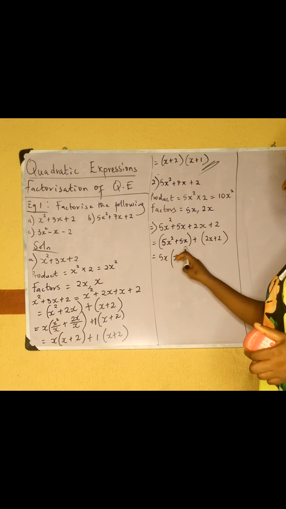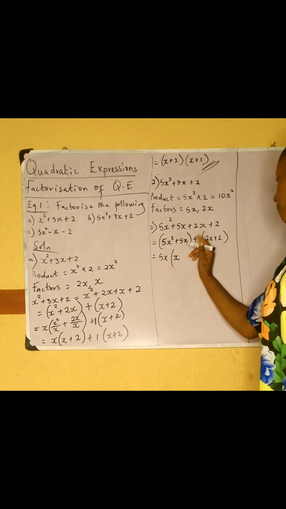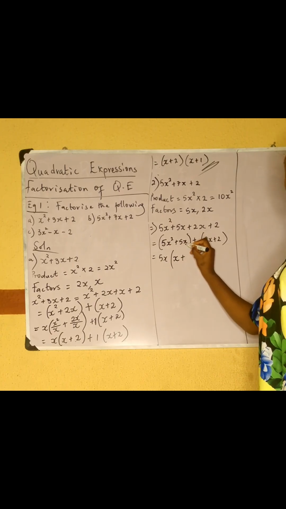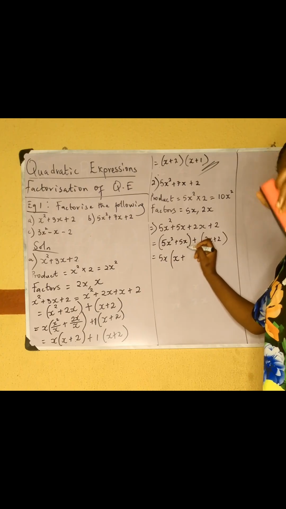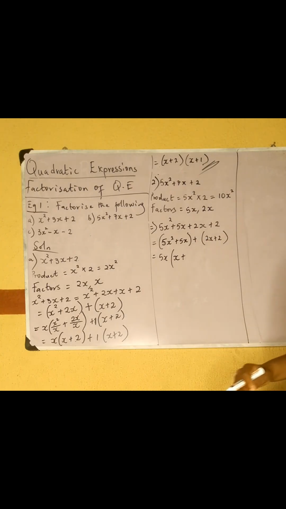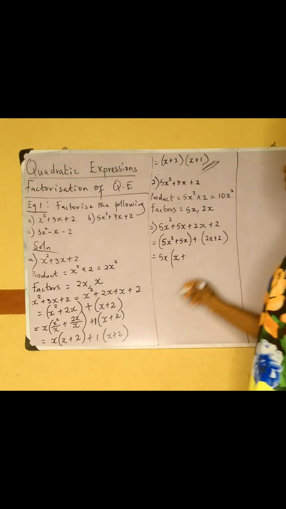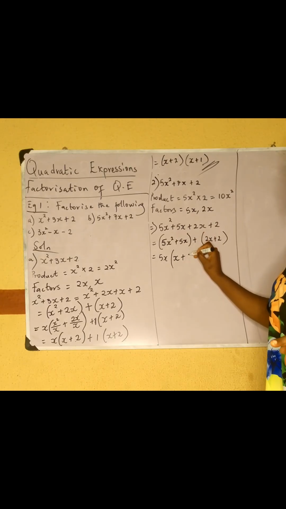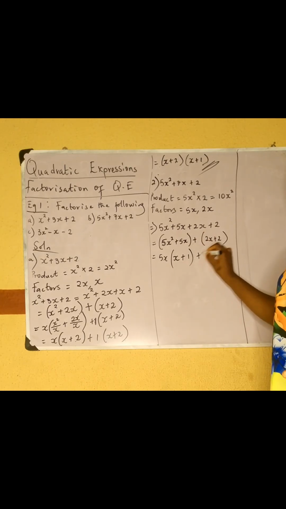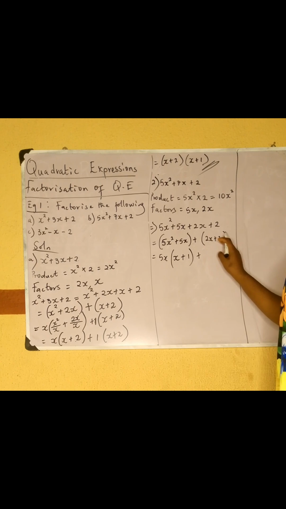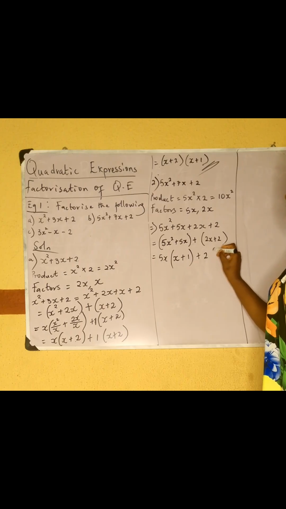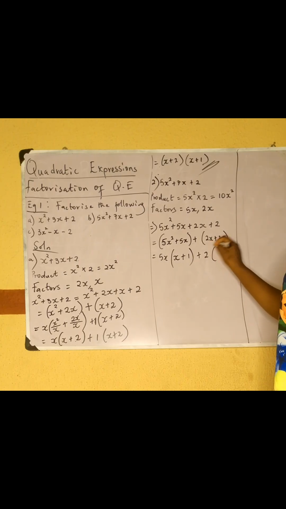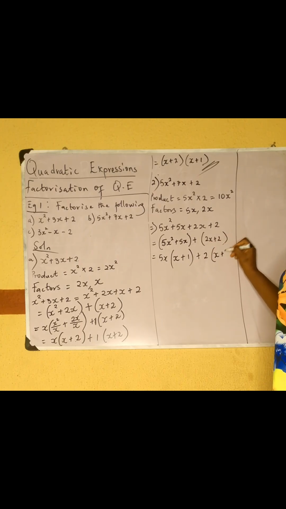And if you check, 5s times s is 5s squared. And I remove 5s from 5s. What will remain is 1. When any number divides itself, the result is 1. So if I divide 5s by 5s, the answer will be 1. Plus, I will now check what is common between these two. I'm seeing a 2 here, I'm seeing a 2 here. That means the factor, the HCF is 2. If I remove 2 from 2s, s will remain. And if I divide 2 by 2, 1 remains.